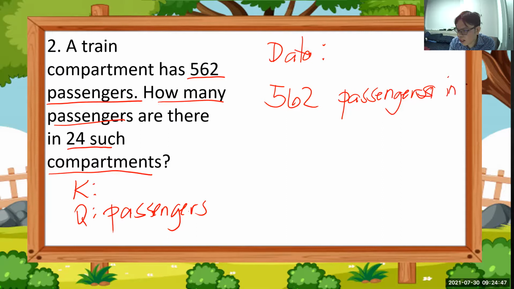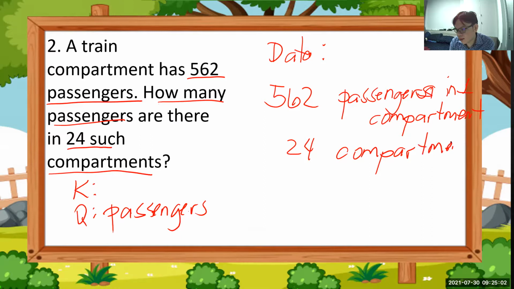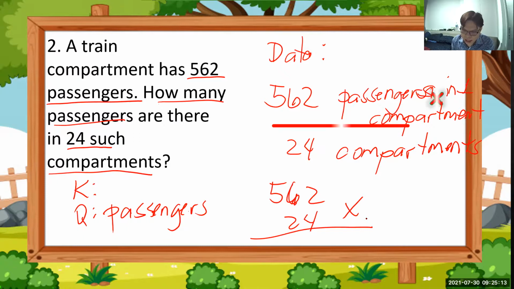In one compartment. And you have 24 compartments. So we multiply 562 times 24. Okay? Now another example.